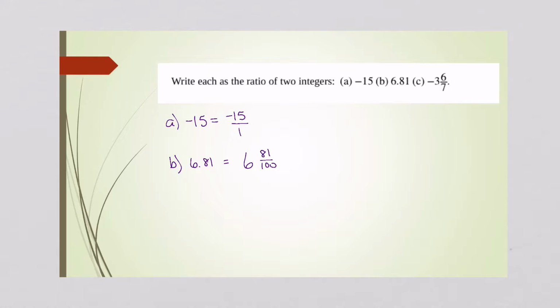That's the same as 6 and 81 100ths. But because we want a ratio of two integers, we want to turn this into an improper fraction. So 100 times 6 is 600 plus 81 is 681 over 100. Okay, and on part C, we have negative 3 and 6/7. So just turn that into an improper fraction. So 7 times 3 is 21. 21 plus 6 is 27. Don't forget your negative sign out front. Denominator is 7.